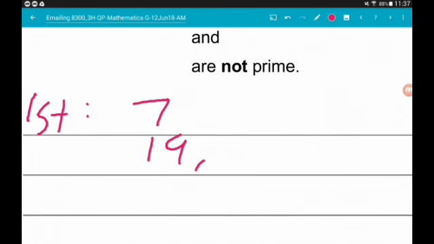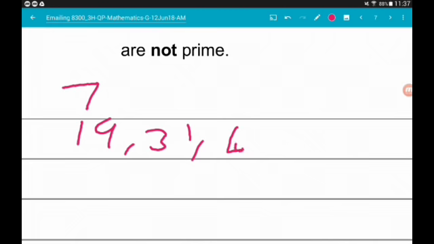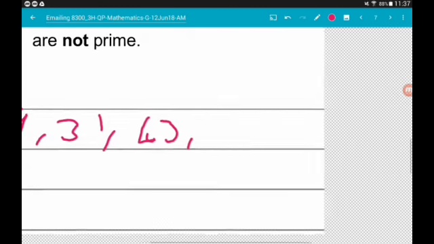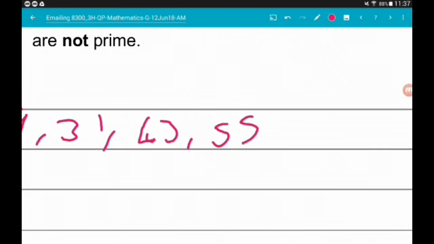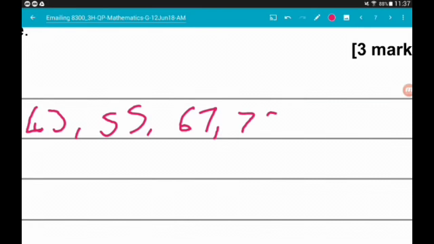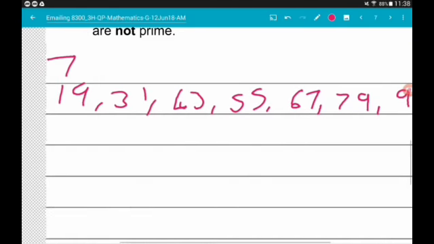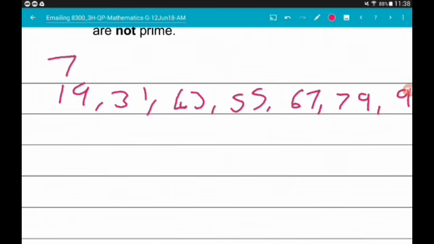Then we're going to have 19 add 12, which is 31. Then we're going to have 43. Then we're going to have 55. 67. 79. And 91. So those guys are all of the 2-digit numbers in the sequence. So we want the numbers that are not prime.